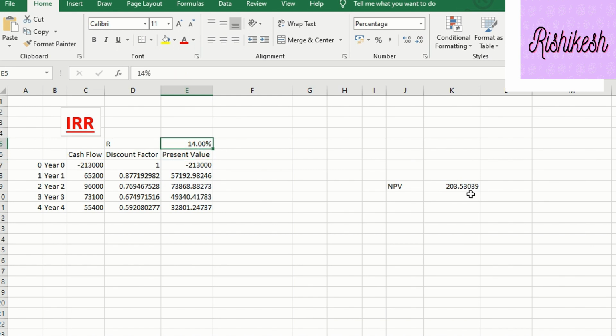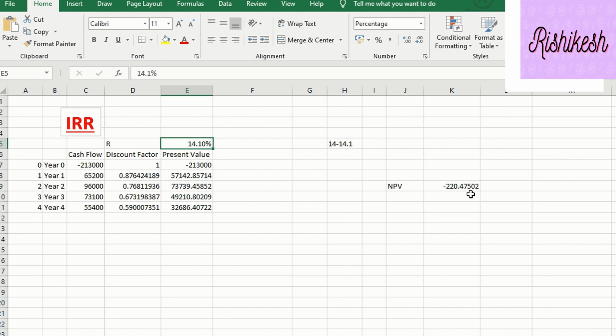14 to 15%. So let me put it at 14.5. It gets negative again. So it's going to be between 14 to 14.5 for sure. If I put 14.2, it's again negative, meaning it's going to be between 14 to 14.2. If I place 14.15, it's again negative. 14.1, it's again negative, meaning the IRR is between 14 to 14.1. This is how close I can get with the help of experimenting. You don't need to find an exact value, but you reach as close as possible.